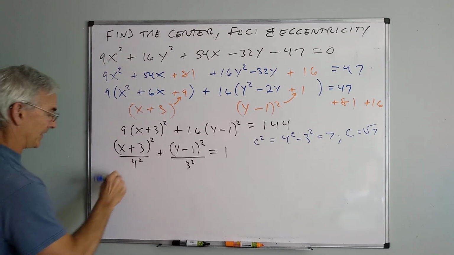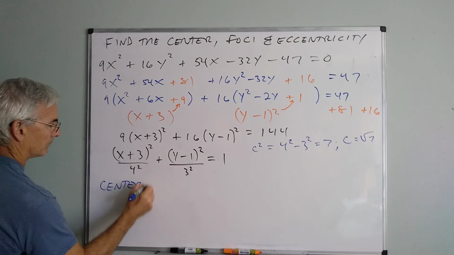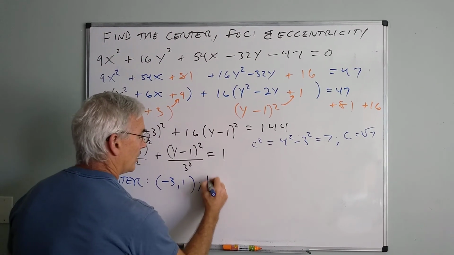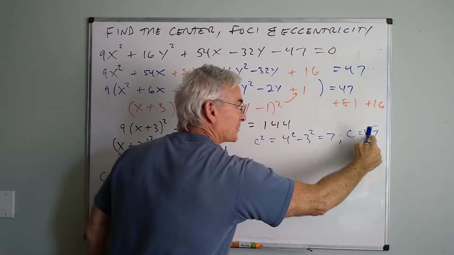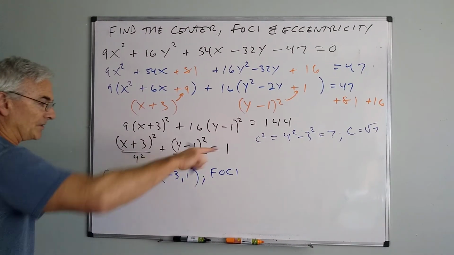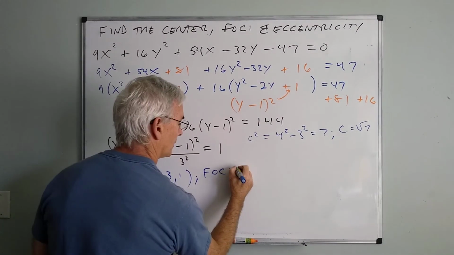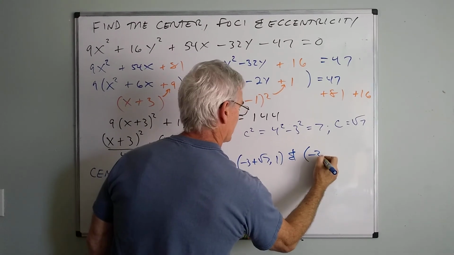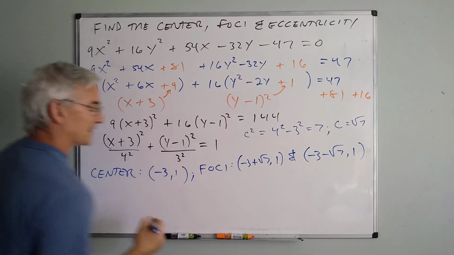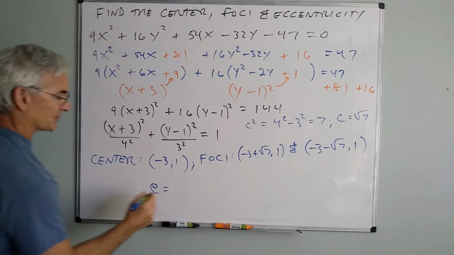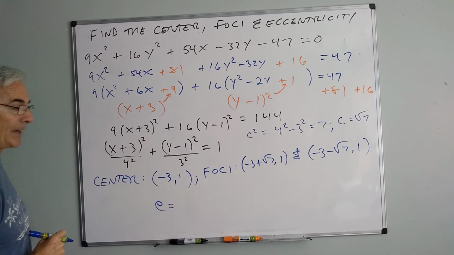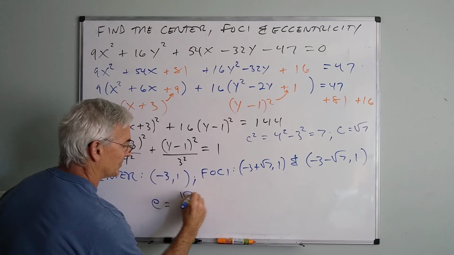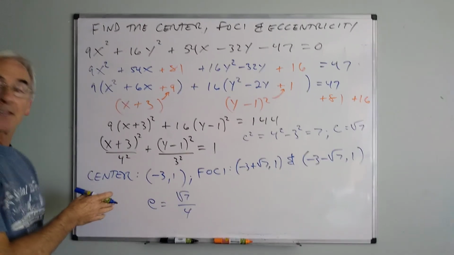Finally, I can say then that the center is going to be at negative 3 comma 1. The foci, which means I'm going to move this many units from the center, but I'm going to move horizontally, so I'm going to combine them with the x-coordinate. The foci will be negative 3 plus root 7 comma 1 and negative 3 minus root 7 comma 1. And finally, the eccentricity, which is the ratio of the focal length over the major radius. In this case, the major radius would be 4, because 4 is the bigger of these two numbers. So it would be root 7 over 4. And that's about everything you need to know about an ellipse.